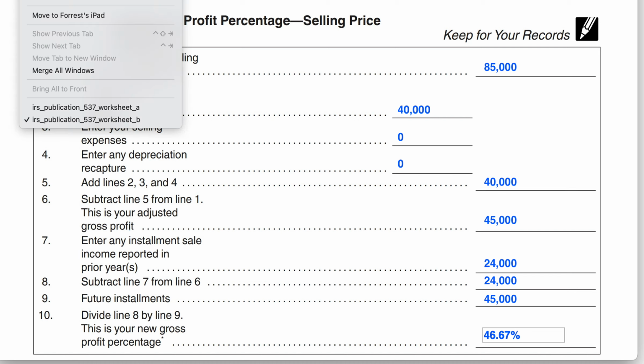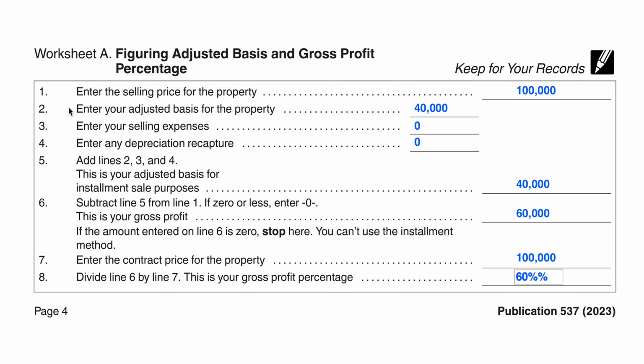So I'll walk through this example, which is directly from IRS Publication 537. The example is as follows. In 2021, you sold land with a basis of $40,000 for $100,000. Your gross profit was $60,000.